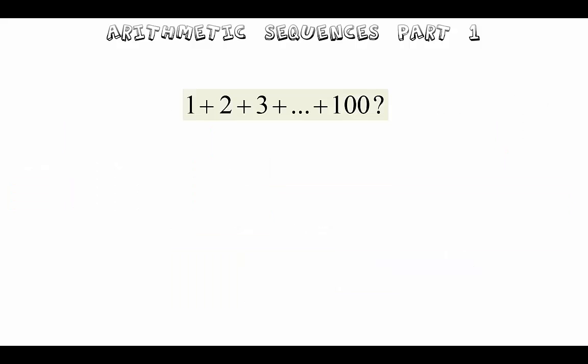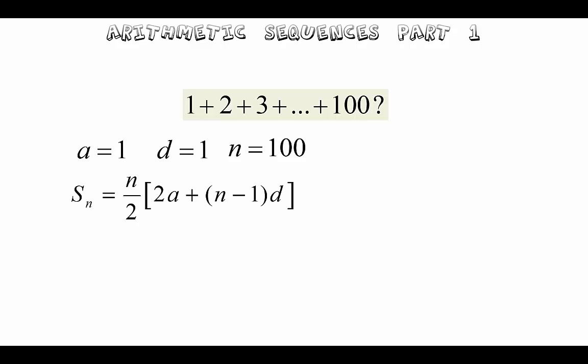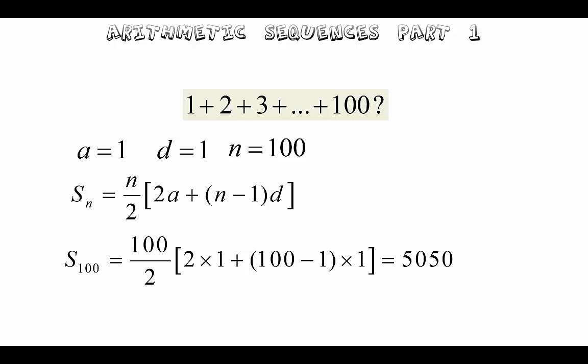Now let's see if we can apply that to what Gauss did remarkably quickly in his own mind. We have our arithmetic sequence 1 plus 2 and so on up to 100. Our first term is a equals 1. Our common difference is 1. And the number of terms we wish to add is 100, so n equals 100. We have our formula for the sum of an arithmetic sequence. We substitute our values for a, d, and n, and you can see that the sum is indeed what Gauss did mentally, which is 5050.